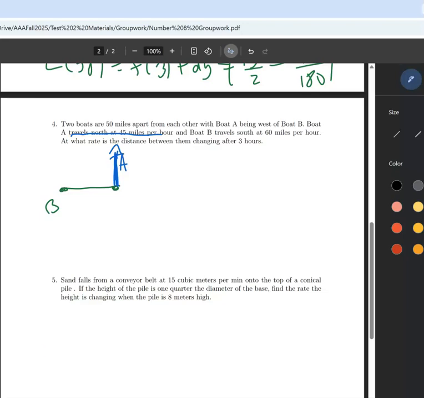And then I can say, oh, dA over dt is a positive 45. And let's see what boat B is doing. B is traveling south. We haven't had one like that. Oh, and look at that. My B is right there beside the length. So dB over dt is 60. So both of these lengths are getting longer. And then I neglected to put the 50. The 50 is right there in between them. So what am I trying to find? I'm trying to find the distance between them changing.